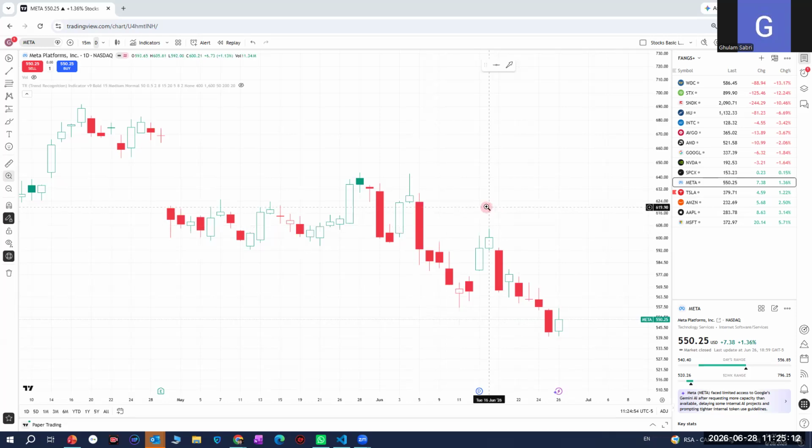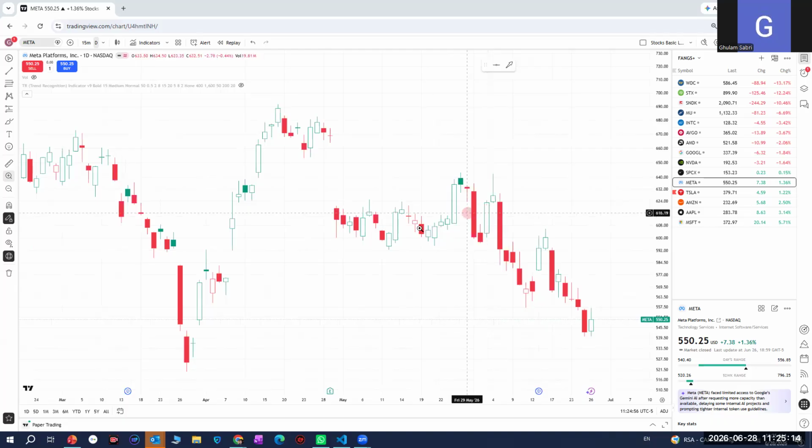But this is an important concept, and that's why I like it, because here we have more and more hollow candles, and this is telling me that from here to this area, at least for the time being, Meta is in an upward trend. After this breakdown, things changed. So this is also an important concept.